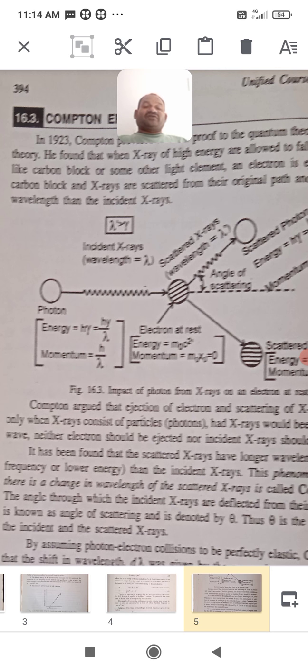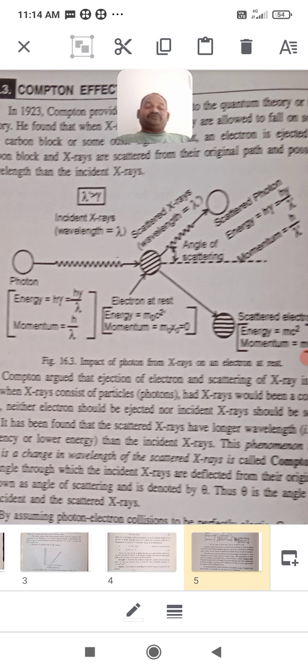Next one is the Compton effect. What is the Compton effect? In 1923, Compton provided another proof of the quantum theory or the photon theory. He found that when X-rays of high energy are allowed to fall on solid matter like a carbon block or some other light element, an electron is ejected from the carbon block and X-rays are scattered from their original path and possess longer wavelength than the incident X-rays.